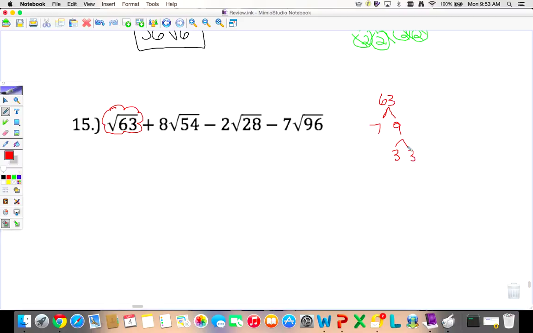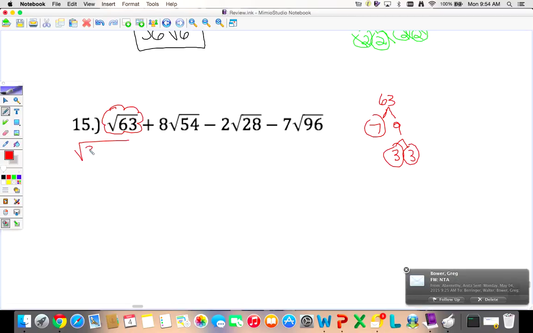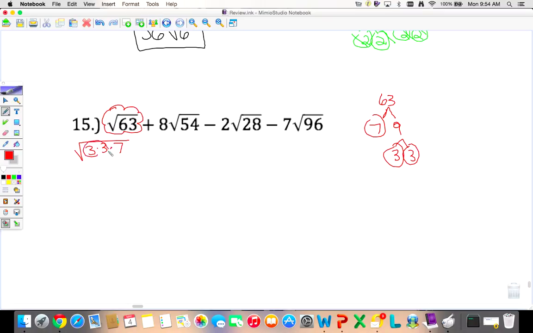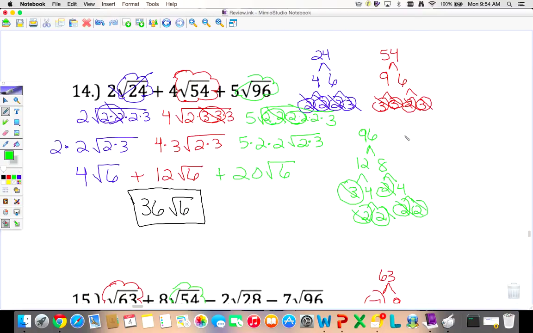We're going to start with the square root of 63. So we have 63. Okay, we can use 7 and 9. 9 is going to be 3 and 3. So I have 3, 3, and 7. So this will be 3 times 3, okay, times 7. And so then I can go ahead and pull out my pair of 3's. So 3 square roots of 7. I'm done with that first one.